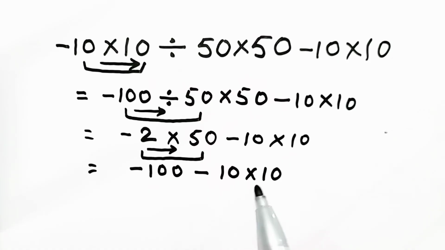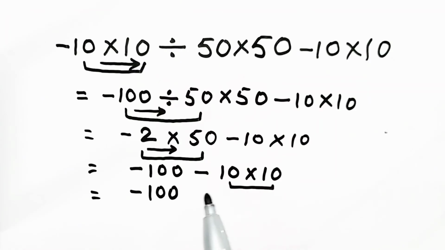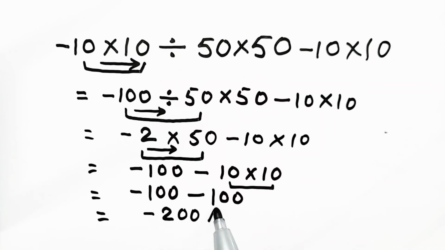So first of all, we have to multiply minus 10 and 10. We will get minus 100. Minus 10 times 10 is also 100. So minus 100 minus 100 will be minus 200, which will be our answer.